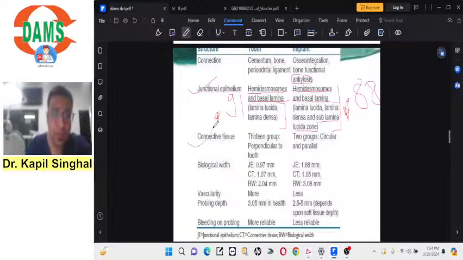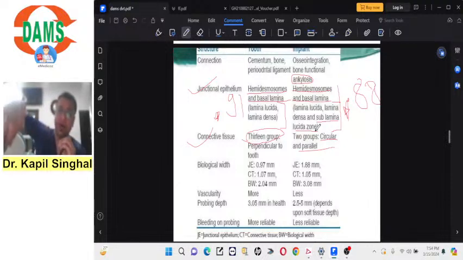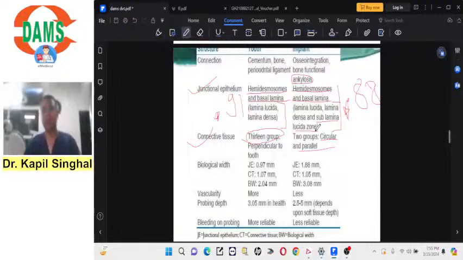Okay, next very important point. In tooth, there are a lot of fibers, gingival fibers, around 13 different groups of fibers are present. But in implants, only 2 fibers, circular fibers and parallel fibers, because none of the fibers will go and attach over the implant. The fibers will attach around the implant, but कहीं पर भी tooth implant पे attach नहीं होगा. So very, very important point, just 2 groups of fibers are present, that is circular and parallel.